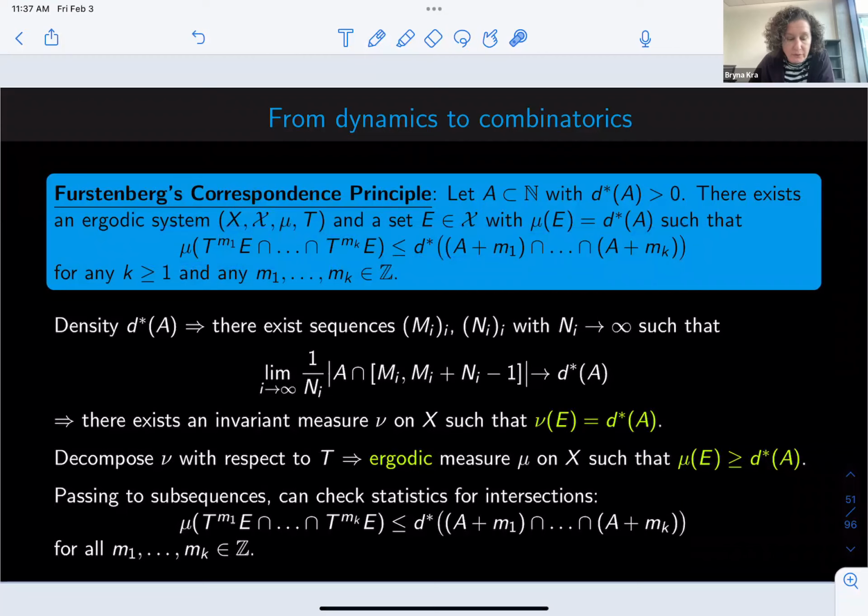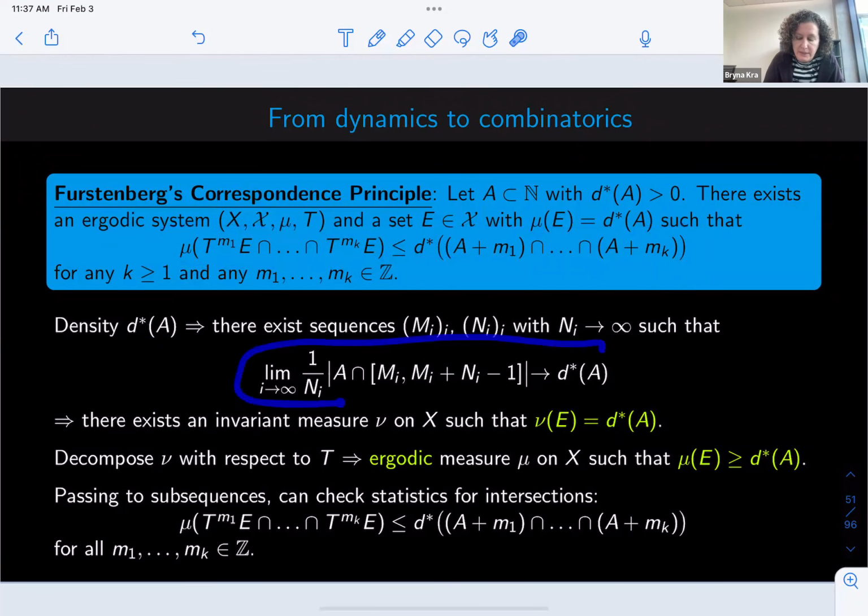And so, first of all, because the set A had positive density, there are some sequences that pick up that density, whatever type of density it was. So these are just the big intervals along which you pick up the right density. And you can use that to show that there is an invariant measure, invariant with respect to the shift, such that the density of A is going to be equal to the measure of the set E. This requires a little checking.